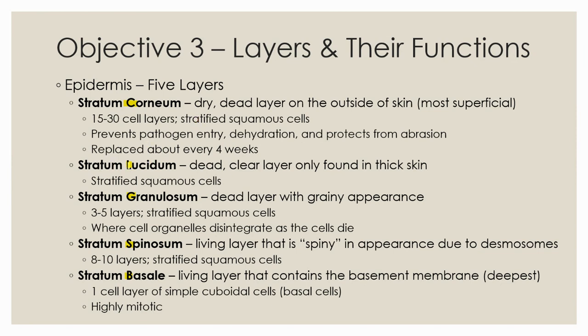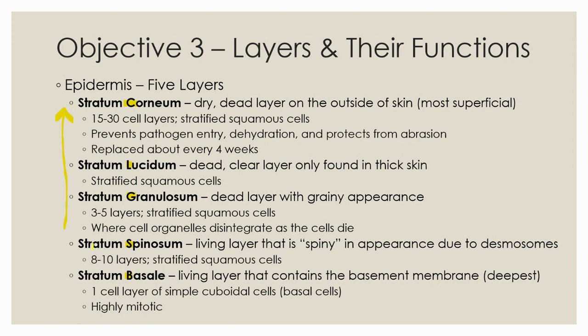Next is the stratum lucidum, and this is going to be a clear layer. This is the one that may not always be present in all areas of the epidermis. It doesn't really have a super important function, but it is going to be present in some areas. Then we have the stratum granulosum, and it's named because it looks grainy. There are some lamellar granules that are going to be found there, and it's going to be 3 to 5 layers thick. And this is actually the layer that begins the death of the cells, and so the organelles begin to disintegrate, and so from here up, the cells are all going to be dead.